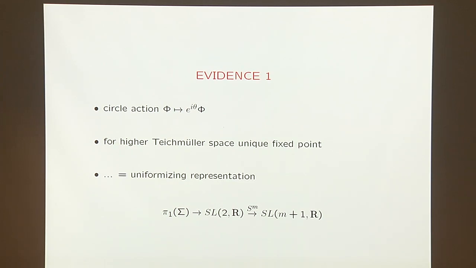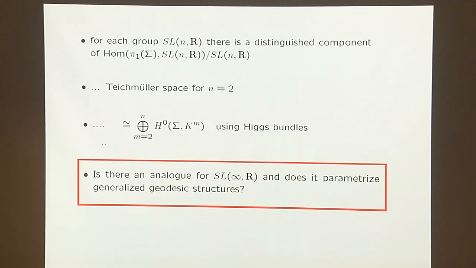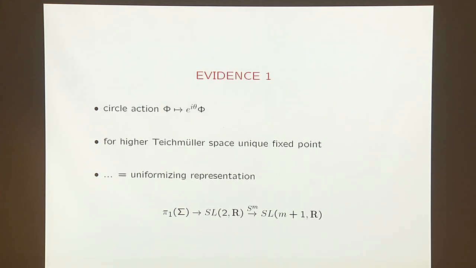And even when the Higgs field lies inside the M of the H plus M, then e^{iθ} still acts. And in these higher Teichmüller spaces, there's a unique fixed point. In fact, you can just see what it is. I mean, the Teichmüller space is isomorphic to this sum of vector spaces. The action is given actually by e^{imθ} on each one of these. So the origin is the unique fixed point.